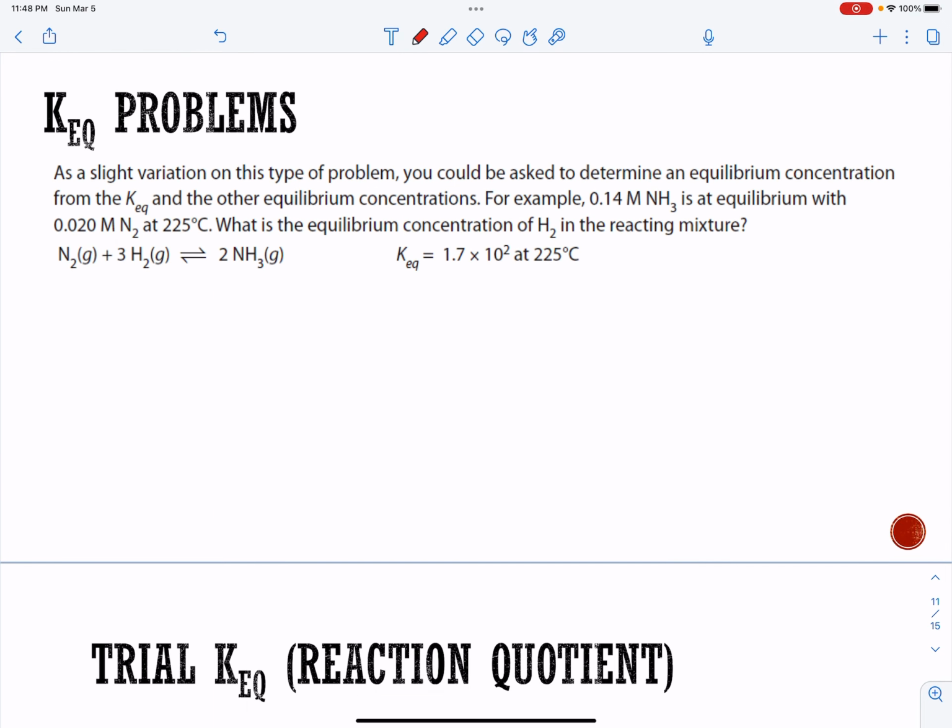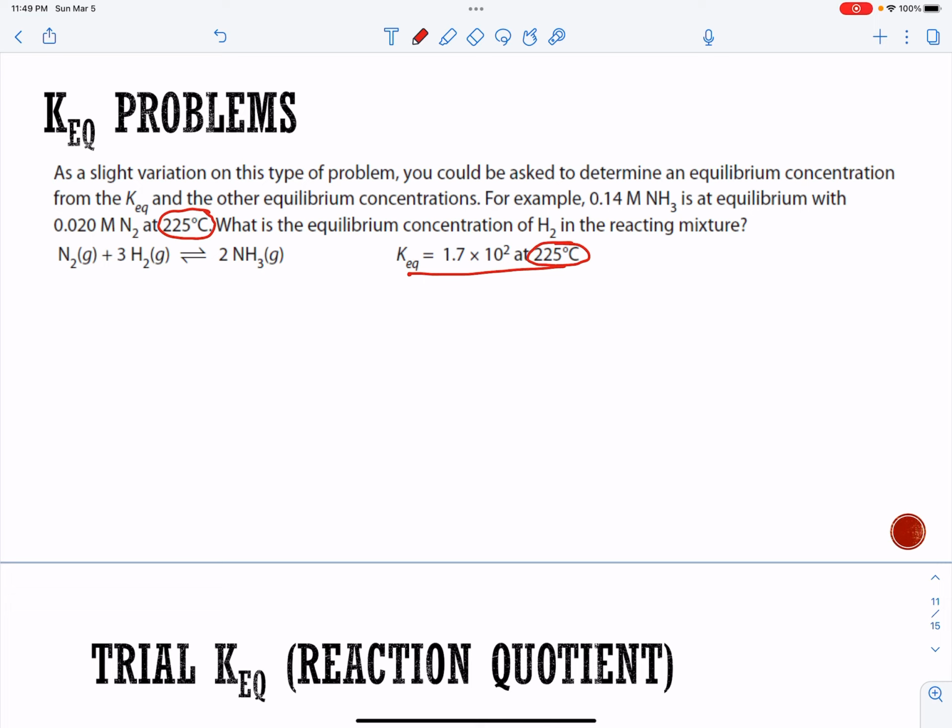Okay, we're going to try the next one. This one is a KEQ problem, and this time you'll notice that they're giving us a KEQ value: a KEQ of 1.7 times 10 to the second power at 225 degrees Celsius. Now again, the temperature isn't something that we're going to be using in our equation. It's just that we can only use that KEQ if the experimental conditions are also at 225 degrees Celsius.